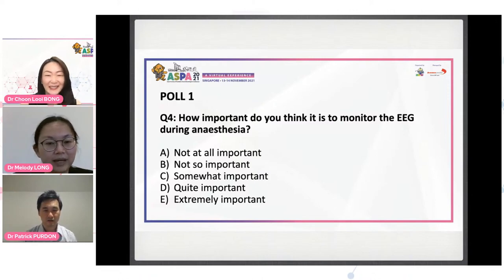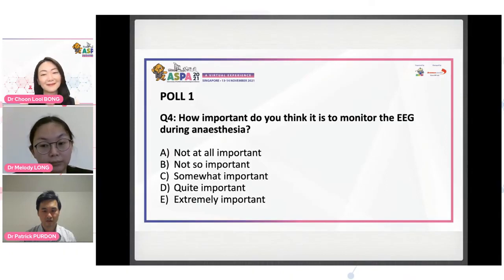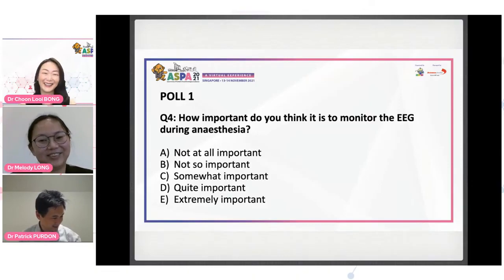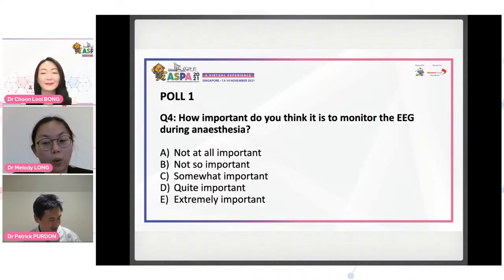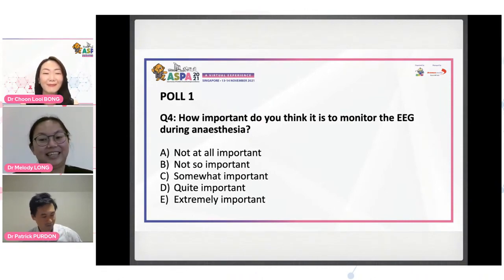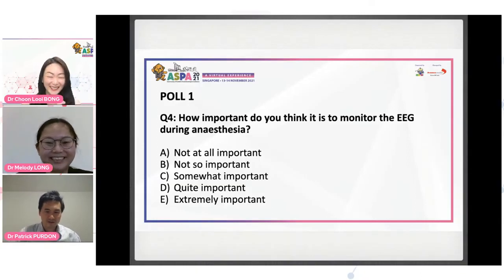All right, so now question 4: how important do you think it is to monitor the EEG during anesthesia? Oh, sorry, it's dynamic again. Maybe we give them a few seconds to do this. So 0% think it's not so important. 11% of us think it's somewhat important. 22% think it's quite important, and I'm very encouraged to see that the majority of us, 61%, think it's extremely important. Excellent. Hopefully that number will increase, right?